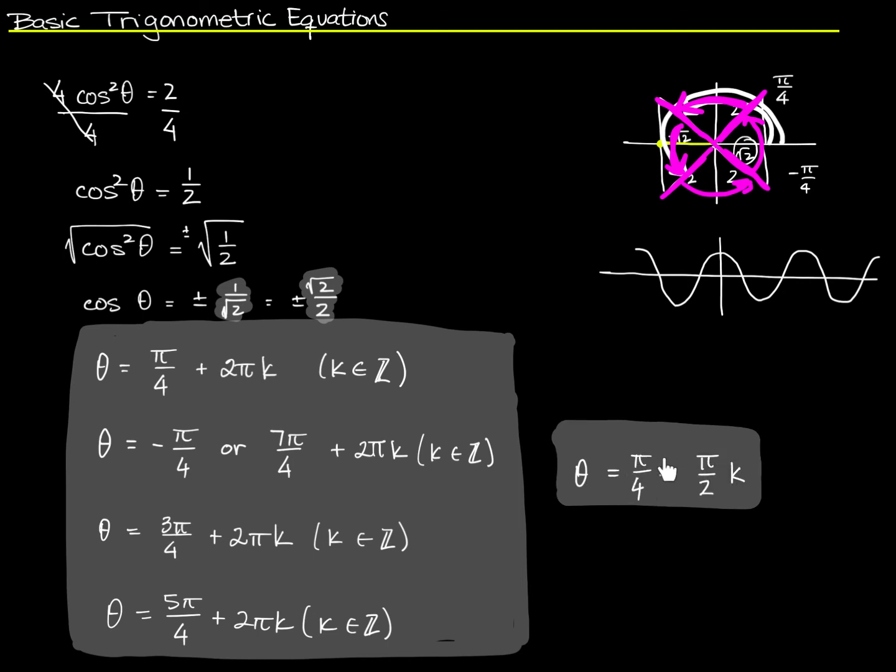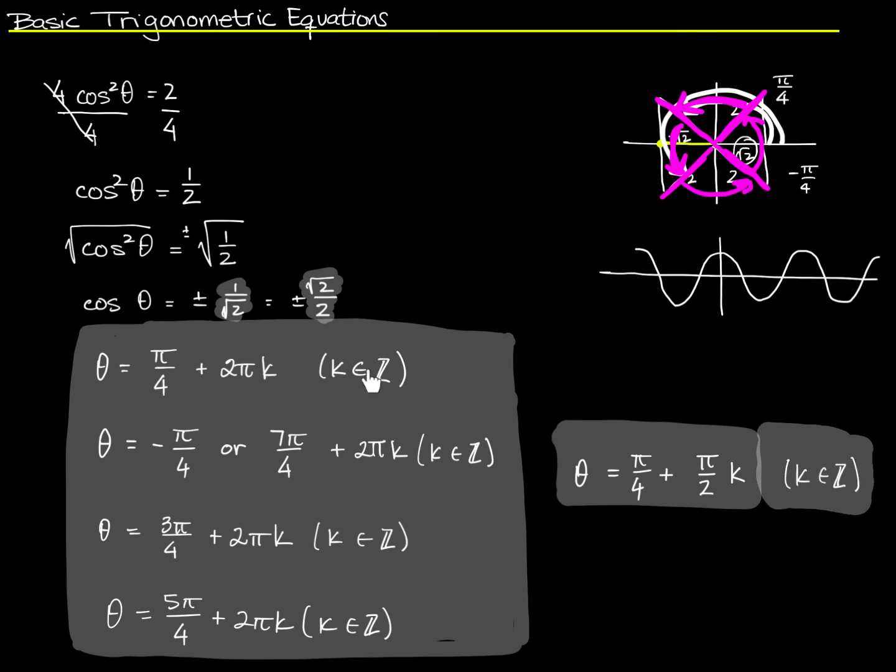this conveys exactly the same information as all 4 of these together. I forgot to write here, k is an integer. And that's part of my answer, so I'm going to add that to my little highlighter box.